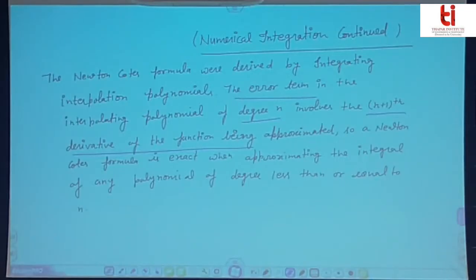If we are having an n degree polynomial, suppose in the trapezoidal rule we are assuming a 1 degree polynomial, then what is the error term? That contains the second derivative. In Simpson 1/3 rule we are having a third degree polynomial, but what is its error term? That contains the fourth derivative of the function. So the Newton-Cotes formula is exact when approximating the integral of any polynomial of degree less than or equal to n.